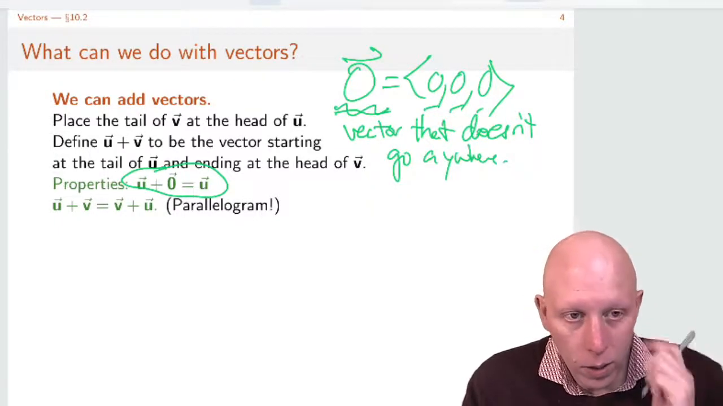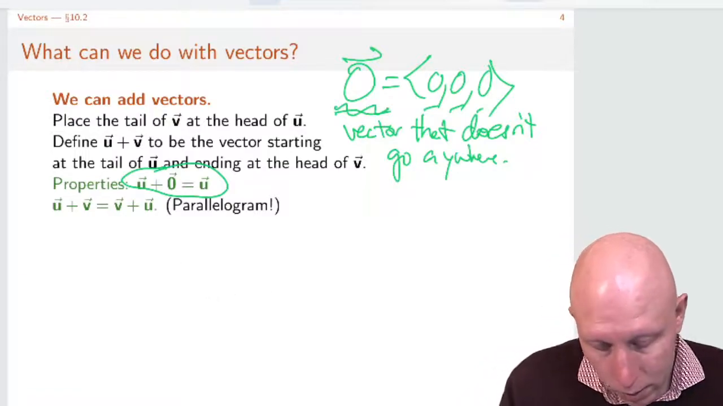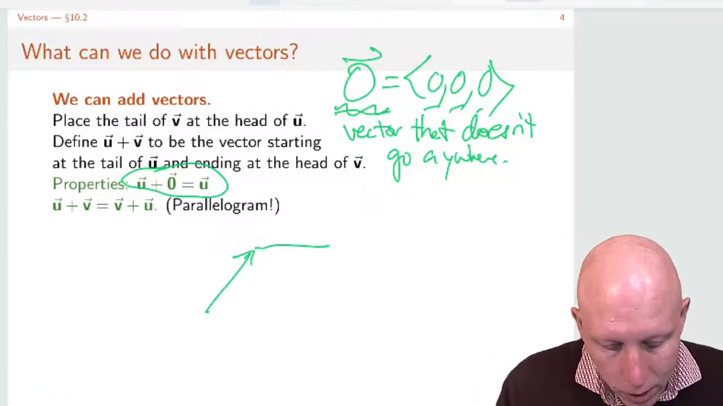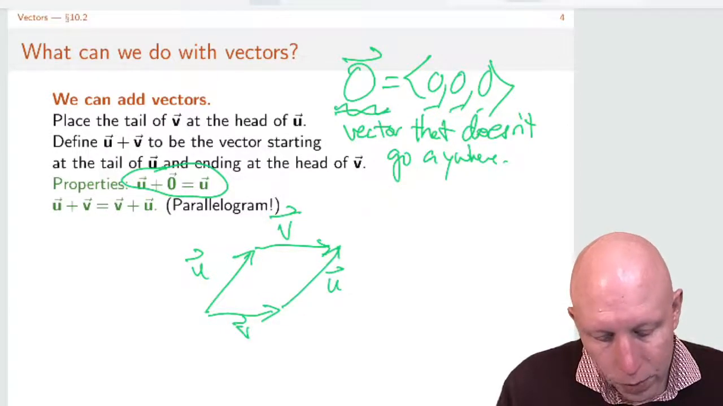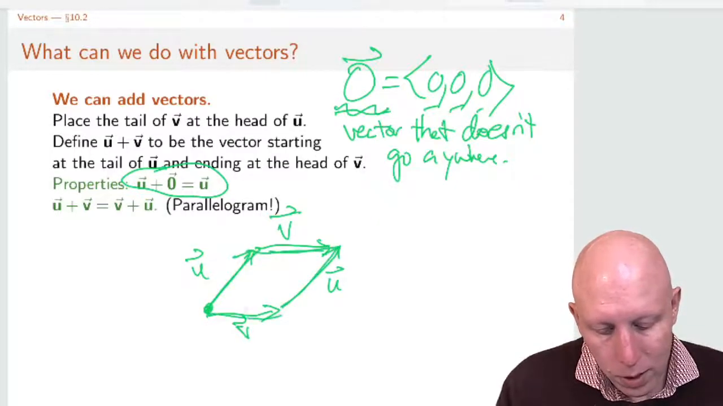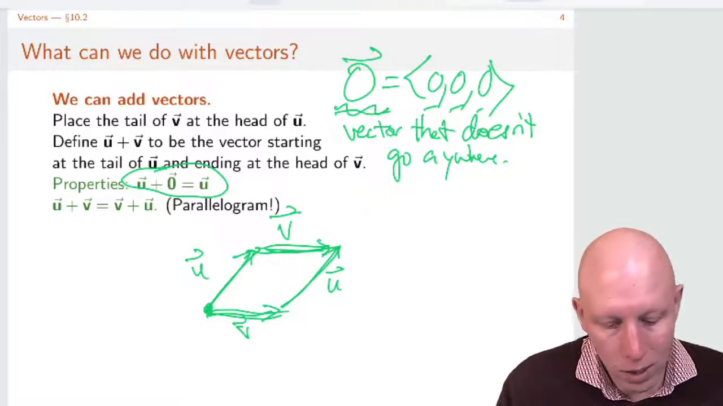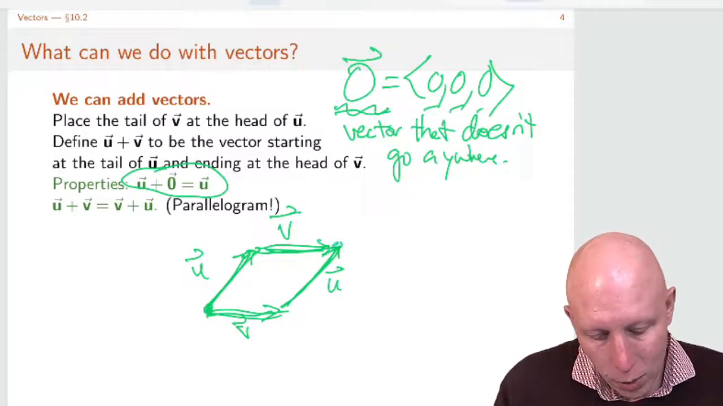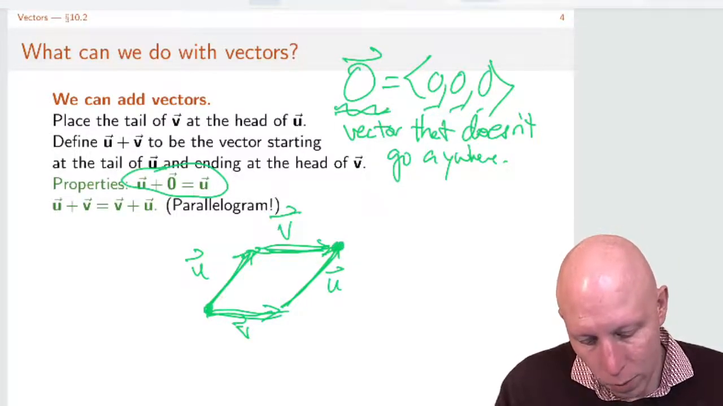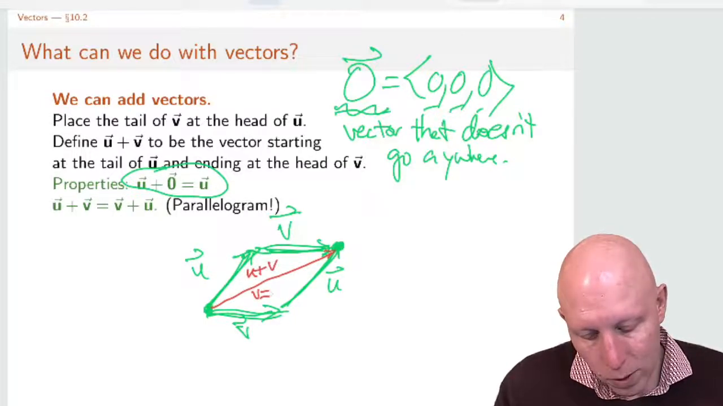All right. We also have that if we take the vector u and we add the vector v, that's equal to what happens if we take the vector v and we add the vector u. And the reason for that is because it's a parallelogram. These two are perfectly parallel, these two are perfectly parallel and equal, and so you end up at the same spot. For both cases, this is u plus v, and it's also equal to v plus u.